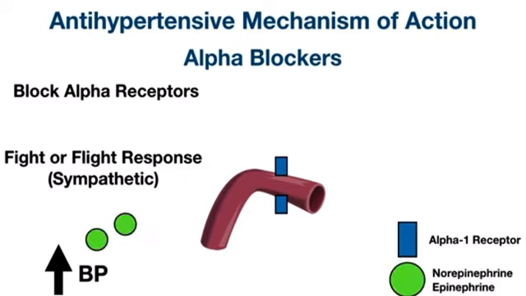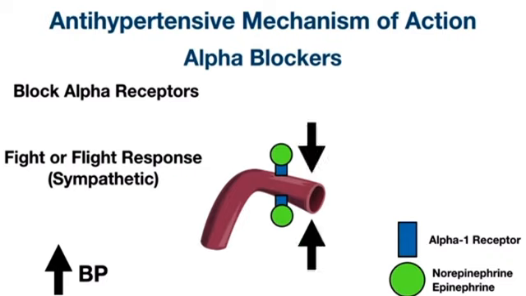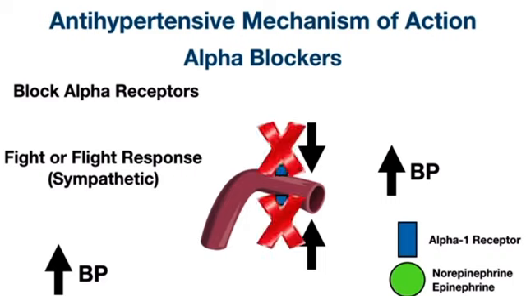Sympathetic catecholamines such as norepinephrine and epinephrine increase during a sympathetic response, and they bind to alpha-1 receptors on blood vessels. Norepinephrine has a higher affinity compared to epinephrine, however they both bind to alpha-1 receptors and activate them. Activation of these alpha-1 receptors on blood vessels causes vascular smooth muscle contraction and vasoconstriction occurs, leading to an increase in blood pressure. Alpha blockers lower blood pressure primarily by blocking the sympathetic activation of alpha-1 receptors on blood vessels.